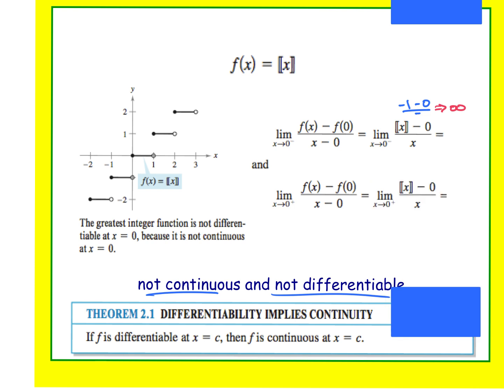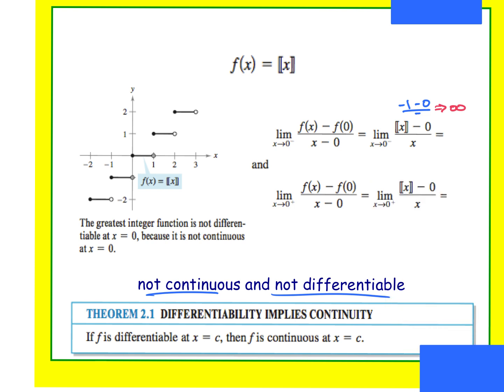However, if we go from the right side, let's prove it more. If I go from the right of 0, the greatest integer of x would be what? 0. Minus 0, over a really small positive. And so 0 over a really small positive is 0. Okay, 0 over any number is 0. So, do they match up? No. But what I want you to see, and write down, is if the function is not continuous, it cannot be differentiable.